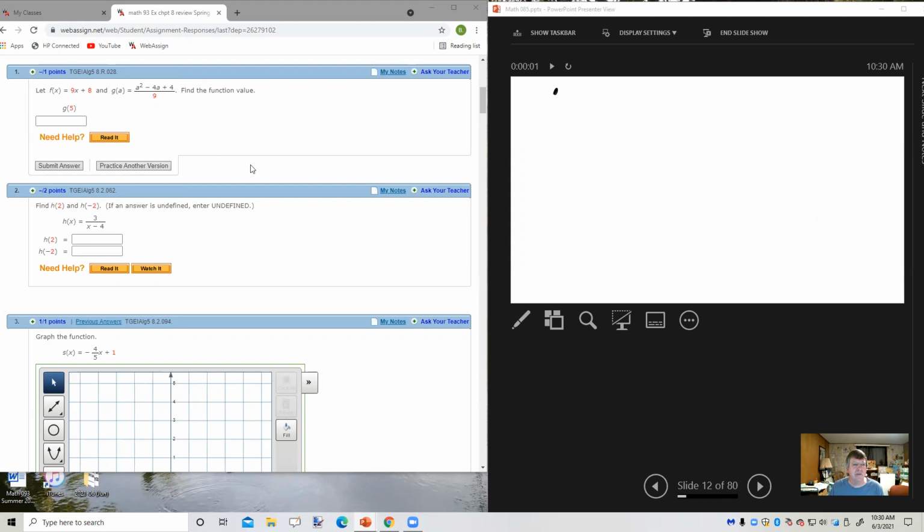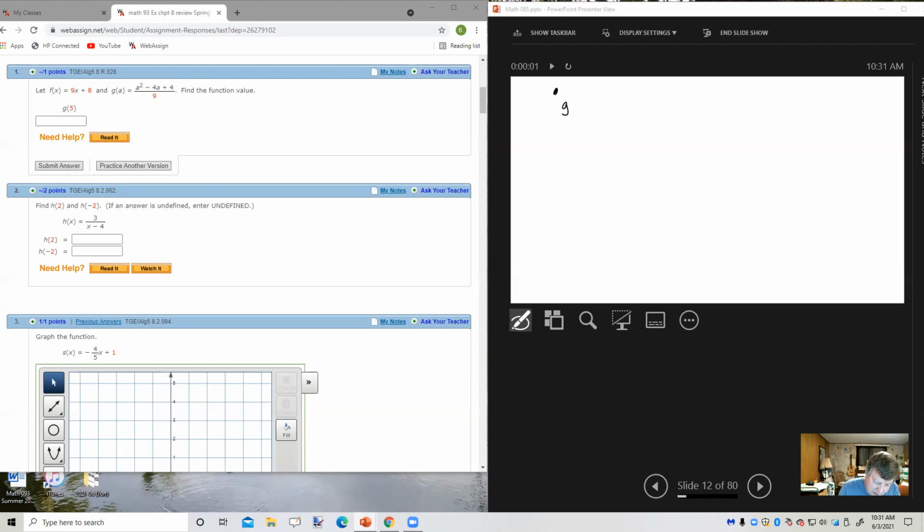It says let f of x equal 9x plus 8 and g of a equal a squared minus 4a plus 4 all over 9. Find the function value g of 5. So you might be asking, why is f of x equals 9x plus 8 there? We aren't going to be using it. Well, sometimes in life you have to make choices between what's in front of you.